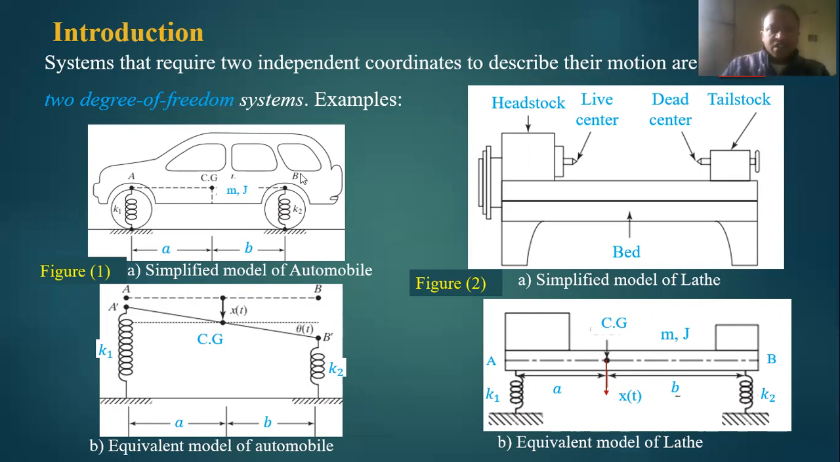Some of the examples are, for example, the automobile system. We can see here the automobile system. How we can simplify this automobile system as a 2-degree of freedom motion. We can model the suspension system of the car as a spring, and the total mass of the car, considering the central point or the CG or center of gravity of the system.